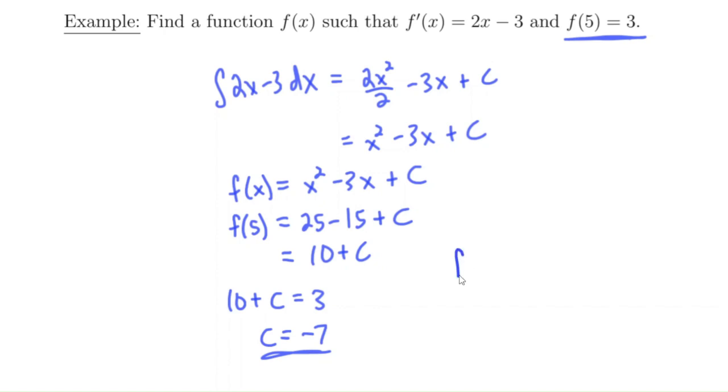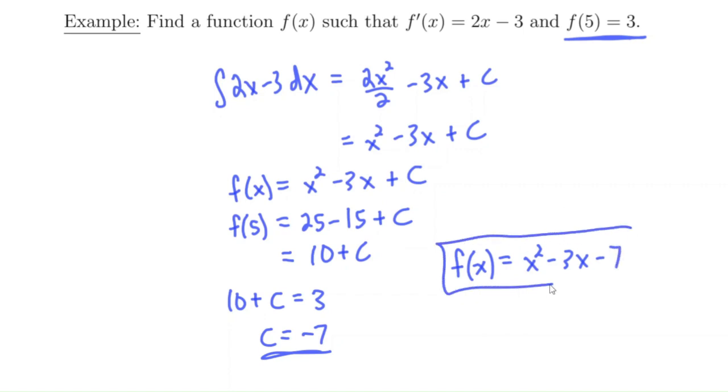So what is our final answer? Our final answer is f of x equals x squared minus 3x plus c. But what is c? C is minus 7. So we could put plus minus 7, or we could just put minus 7. So this is our function that satisfies both of these conditions.